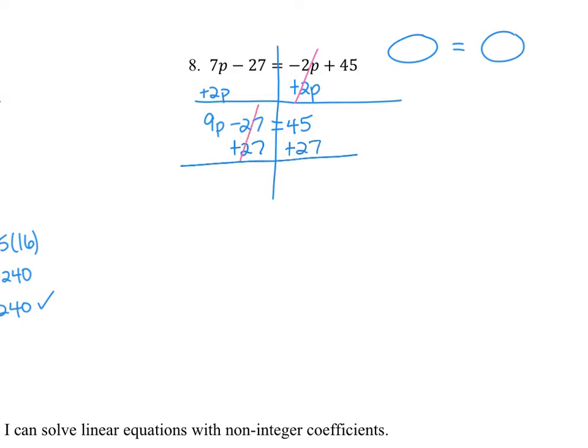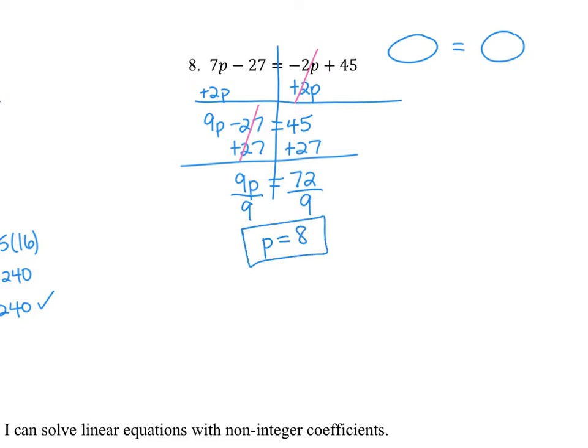And that makes the minus 27 on the left side zero out, leaving us with just 9p on the left side. And then on the right side, you need to add together 45 and 27, and you get 72. Now again, we're back to a one-step problem. To undo multiplication, since it's 9 times p, we're going to divide each side by 9, and we get p is equal to 8.